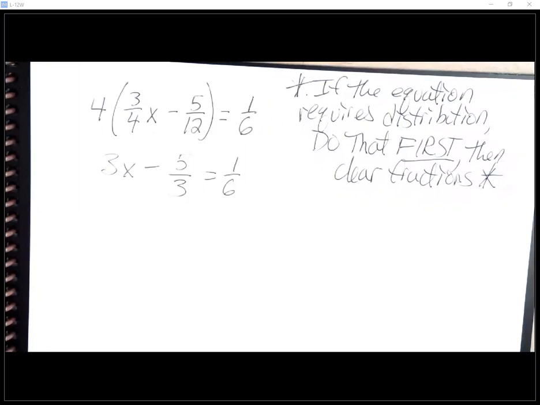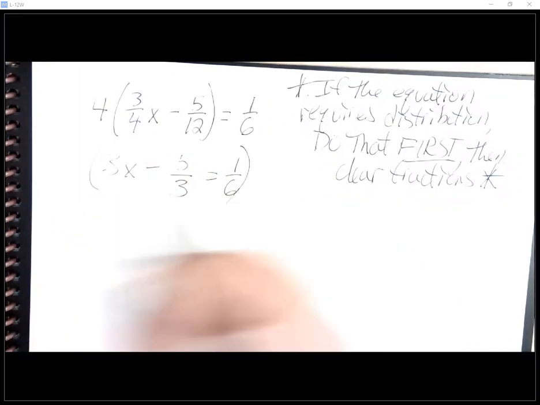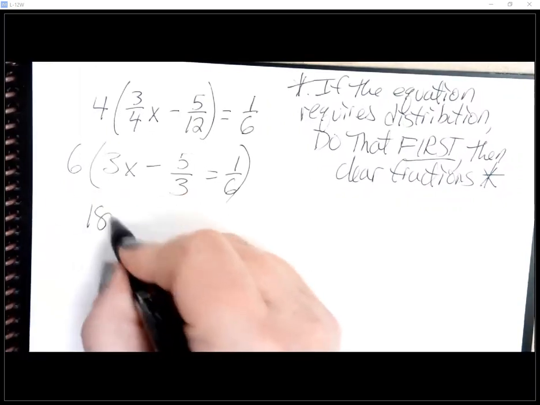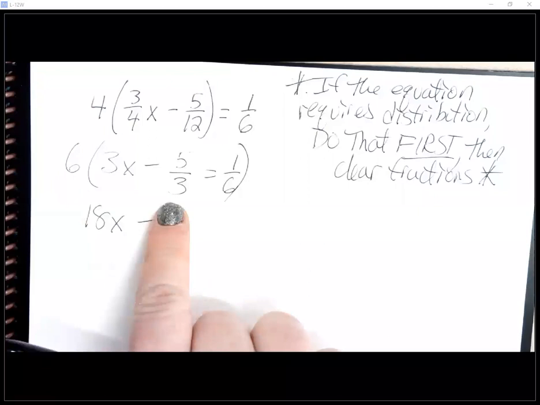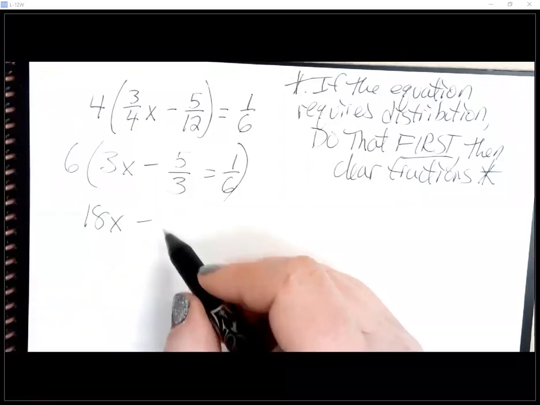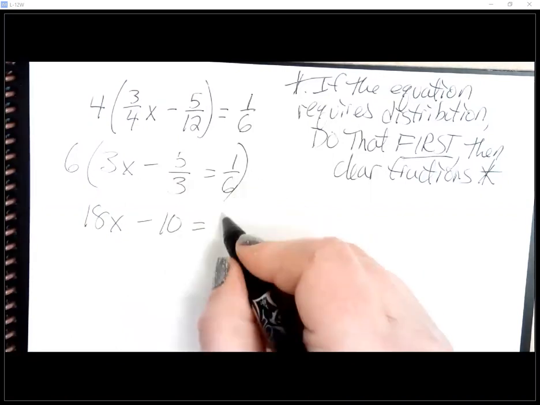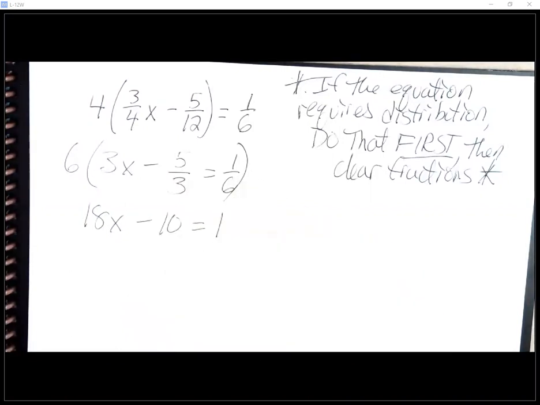And now that I have distributed, now I want to clear the fractions. What would I multiply everybody by? 6 again, yep. So multiply everybody by 6, including that first term. So now I'm going to have 18x. Let's divide down, multiply up. So that'll be a -10. Divide down, multiply up. That's just a 1. And then I can go ahead and solve from there.